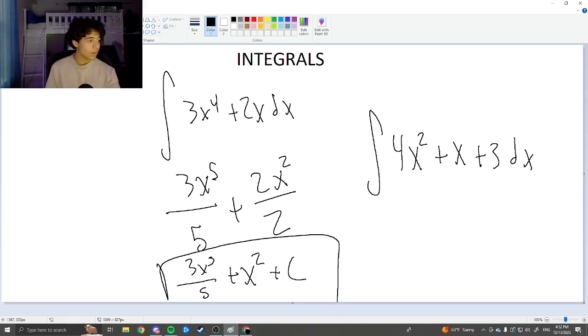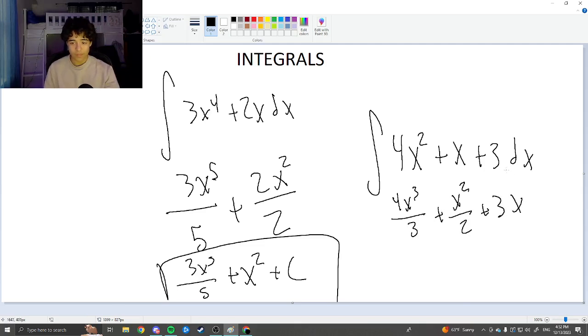On the right, we have another problem. I hope you all did it too. Add 1 to the exponent, you get 4x cubed over 3, because that's the new exponent, plus x squared over 2, plus 3x, and again, plus c.